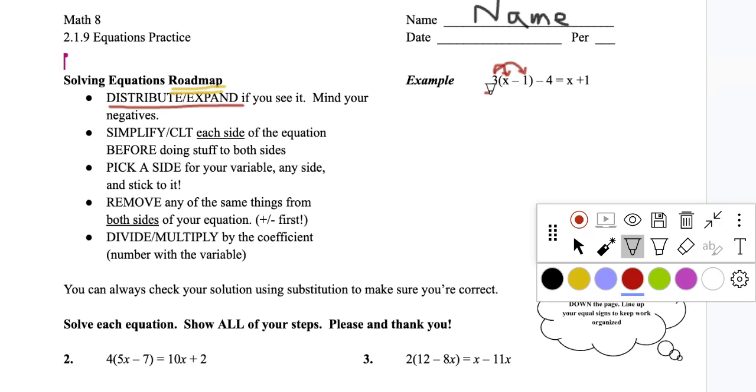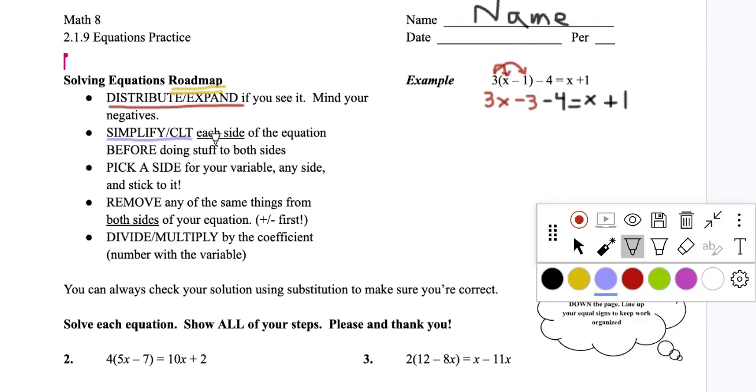So when I distribute this, I'll get 3 times x minus 1, but times 3. What is negative 1 times 3? Negative 1 times 3, or 3 times negative 1, is negative 3. At this point, all we need to do is write down the rest of the problem equation as it's shown on our paper.